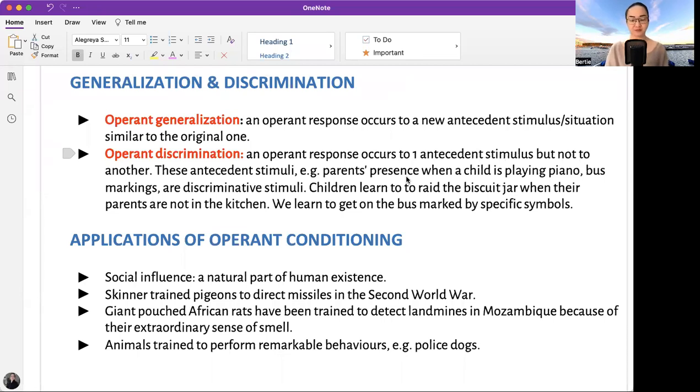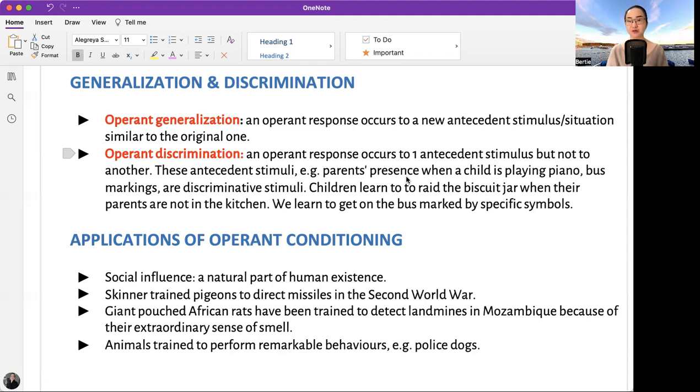Generalization and discrimination. Operant generalization: an operant response occurs to a new antecedent stimulus or situation similar to the original one. Operant discrimination: an operant response occurs to one antecedent stimulus, but not to another. These antecedent stimuli, for example parents' presence when a child is playing piano, or bus markings, are discriminative stimuli.